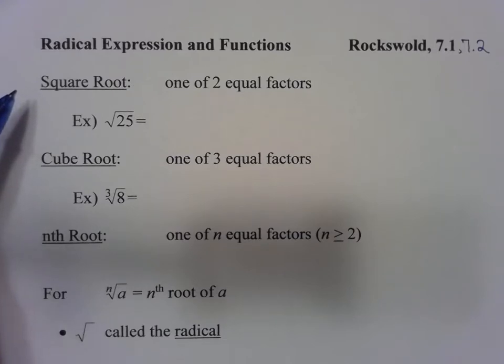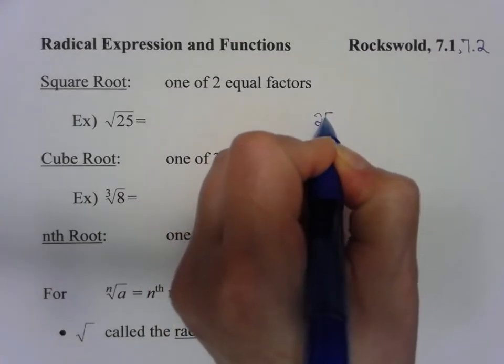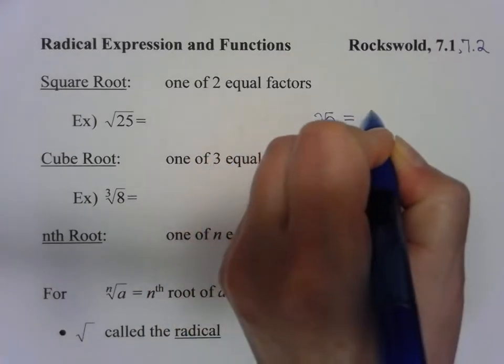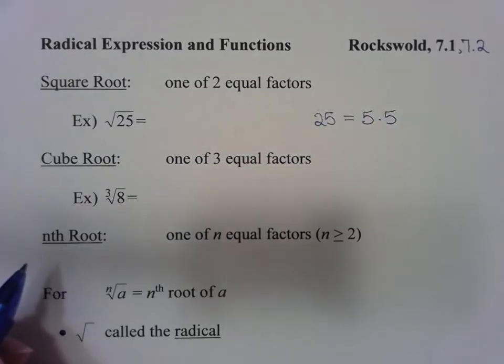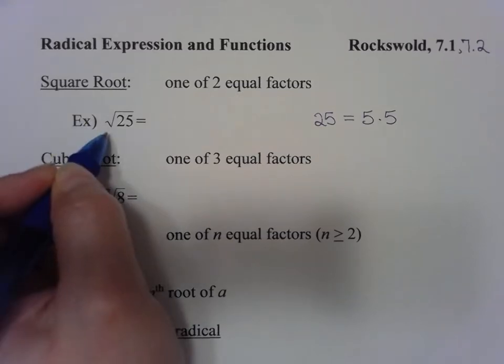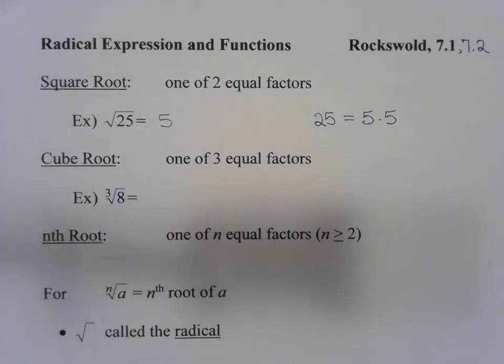I love this definition. A square root is one of two equal factors. The word factor here implies multiplying. So if I can take a number like 25 and break it up into two numbers that are multiplied, two equal factors, the square root will take one of those two equal factors. And so we know the square root of 25 is 5.